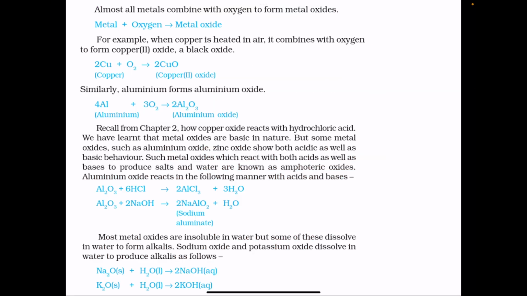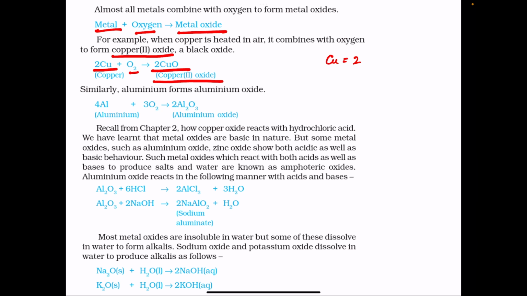Almost all metals combine with oxygen to form metal oxides. So the general reaction is metal plus oxygen forming metal oxide. Now when copper is heated in air, it combines with oxygen to form copper 2 oxide, a black oxide. What is the meaning of copper 2 oxide? Copper 2 oxide means that the oxidation number of copper in this oxide is 2, or the valency of copper is 2. So copper burns in air, it combines with the oxygen of the air to form black color oxide, which is copper oxide. The reaction is Cu plus O2 forming CuO.